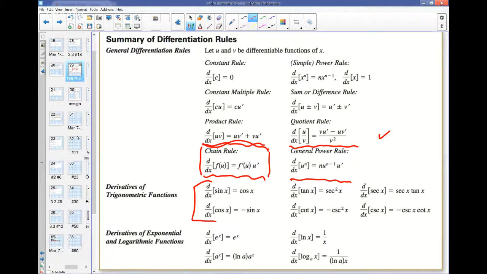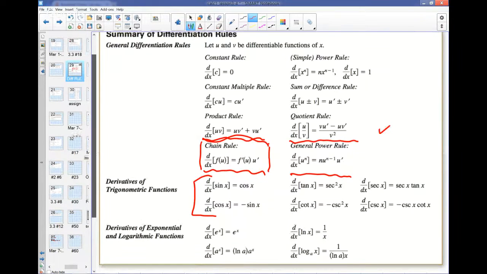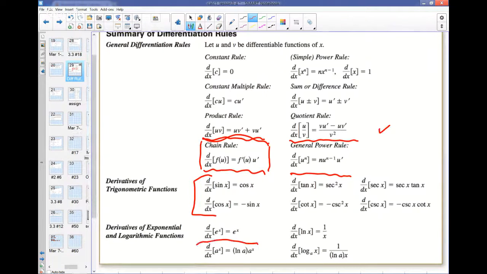And then, here's the one I just showed you. The derivative of an exponential function, a to the x. Again, they wrote it the other way, but it's the same thing. It's itself times the natural log of its base.